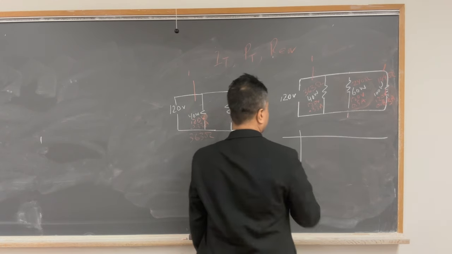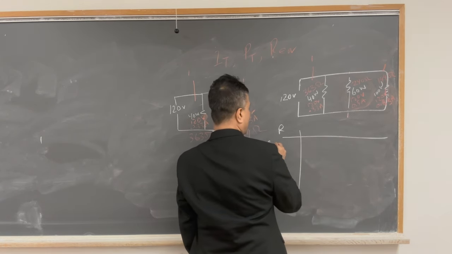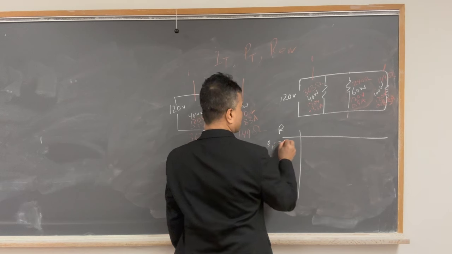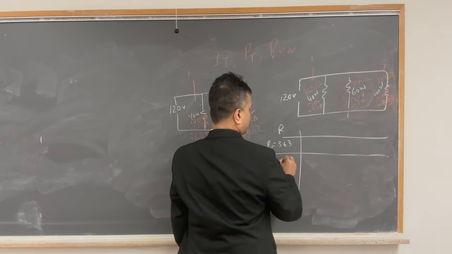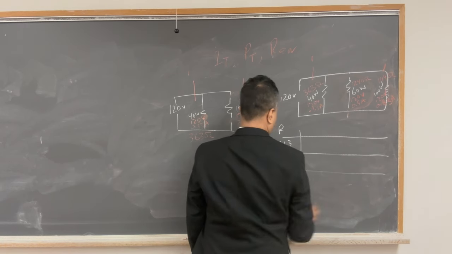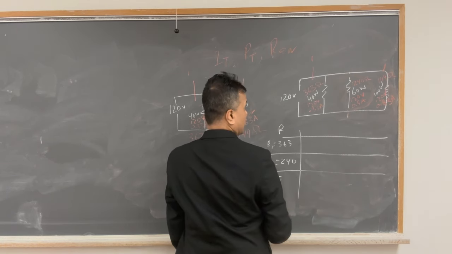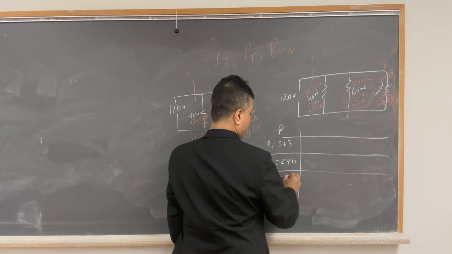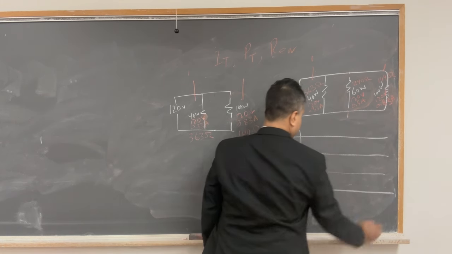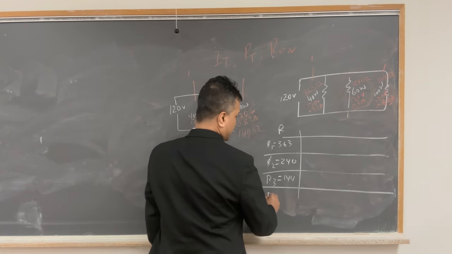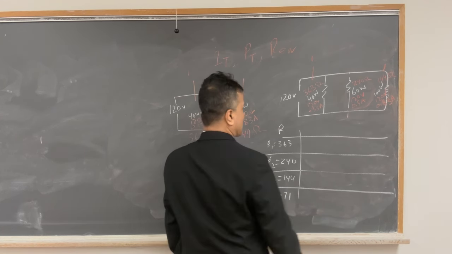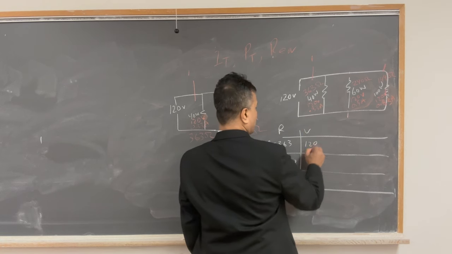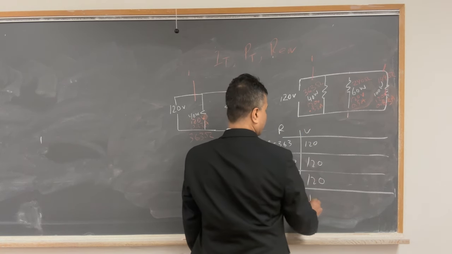this effect. So this is R. So this is R1. R1 is what? 363. R2 is what? 240. R3 is what? 144. Okay. So what is R? R equivalence is 72 or 71. Okay. Voltage 120, 120, 120, 120.